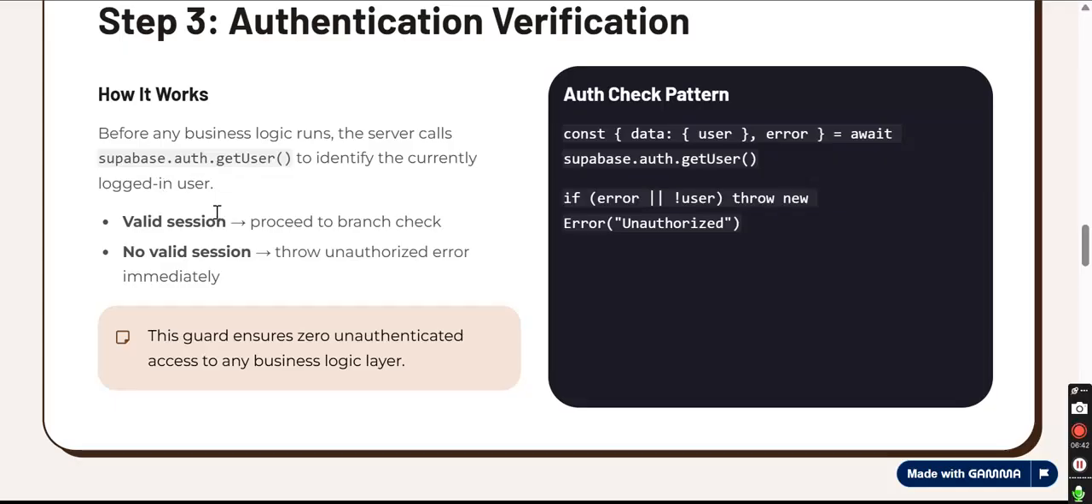You can see the valid session process to the branch check, or if it is not a valid session, then basically this server call supabase.auth.getUser identifies the currently logged-in user, to know whether the user is logged in or not. This guard ensures zero unauthenticated access to any business logic layer, so no one who is not authenticated can get access. So this is what is helping us.